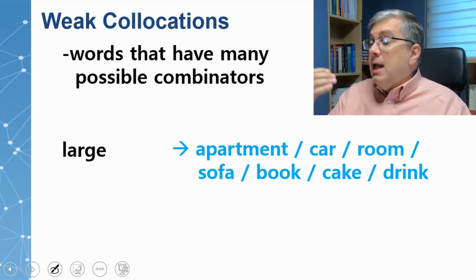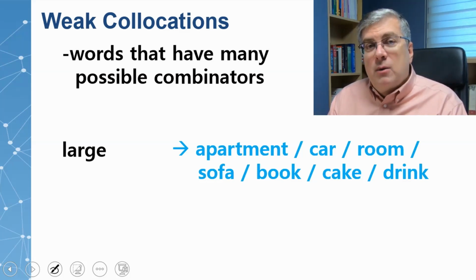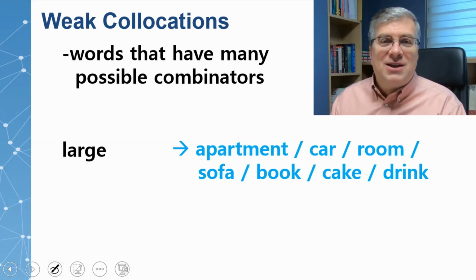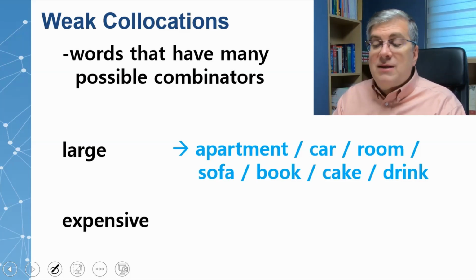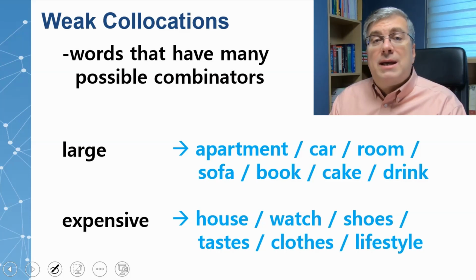There are many words that you can combine with large. Of course, you could say it's a large apartment, it's a large car, it's a large room, it's a large sofa. We cannot predict what comes after large because there are so many combinations. Another example is expensive. Again, there are many things that can be expensive. So expensive house, that is a weak collocation. It's not a strong collocation.